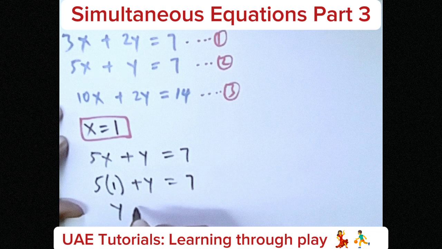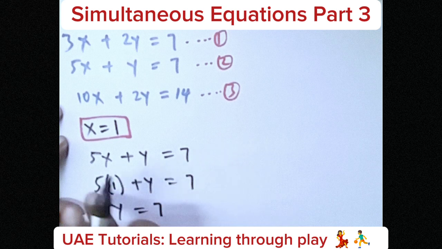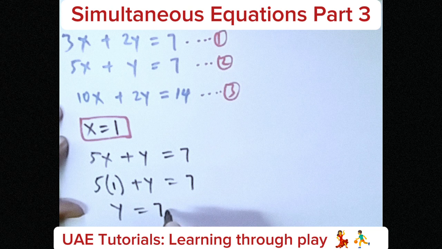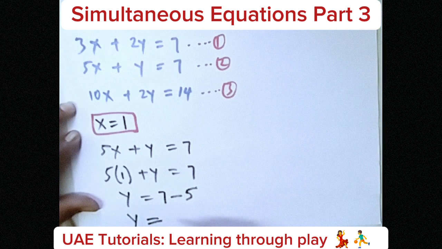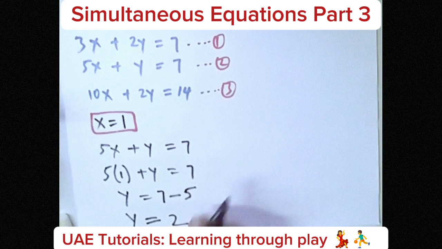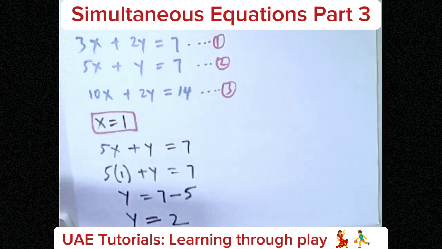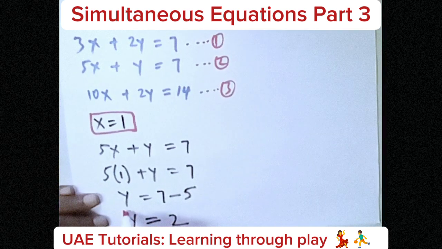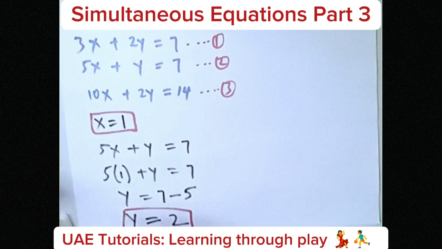So y equals 7. We'll move this one to the other side. Of course, 5 times 1 is 5. And when we are moving it, it changes sign. So it becomes minus 5 instead of plus 5. So simply, our y equals 7 minus 5, which is 2. That's it. Pretty easy. x equals 1, y equals 2.